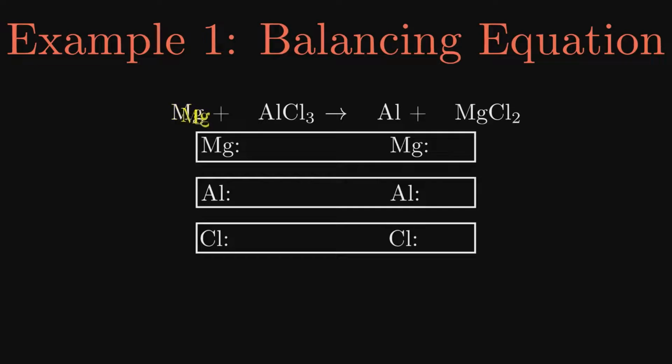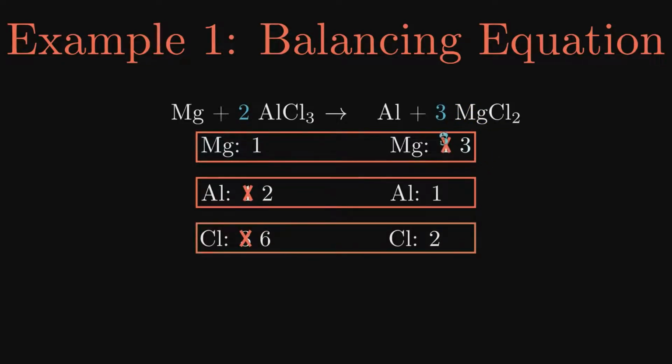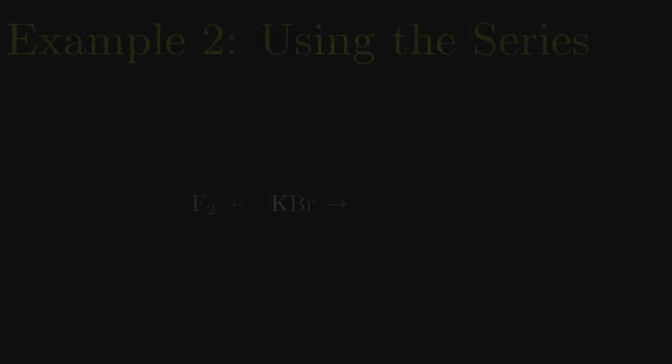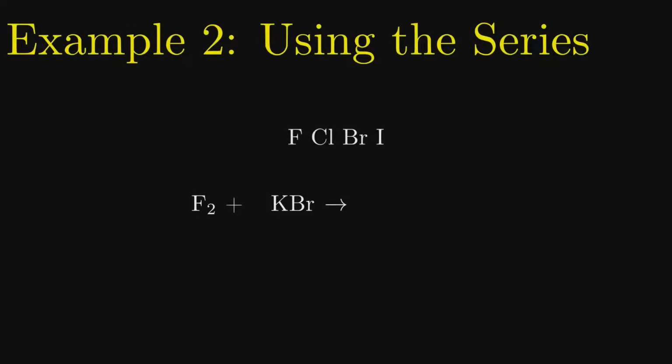Now that we have the products, we can balance the equation. We start with counting all of the atoms on both sides. Since chlorine is the only one unbalanced, we try to fix that element first. During the process, we throw magnesium and aluminum out of balance, but it is a relatively simple fix by the end. Now for a reaction involving the halogens.